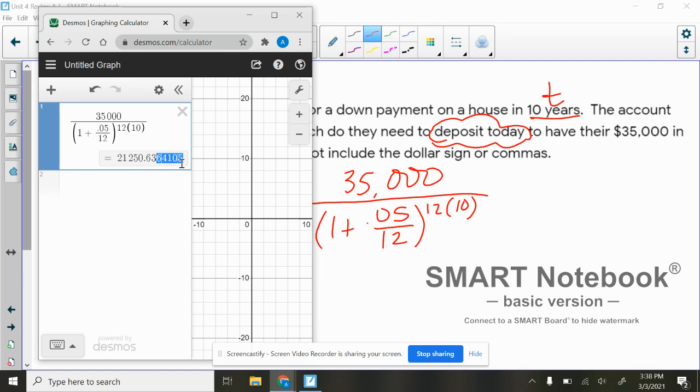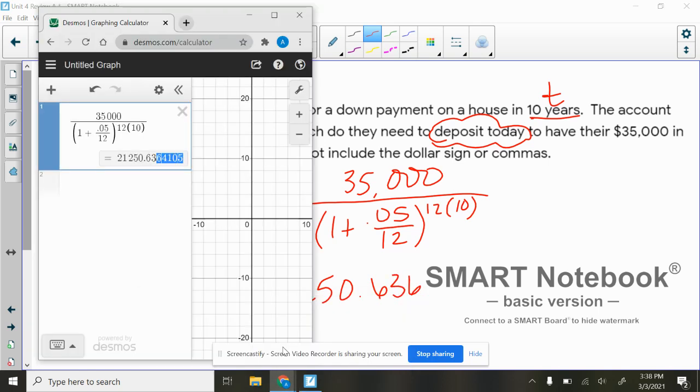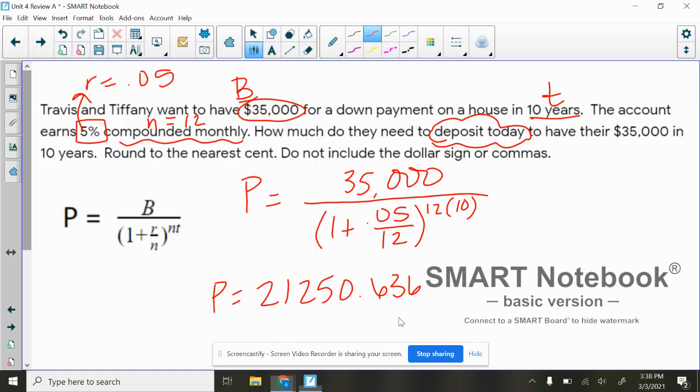So taking a look at that, it looks like 21,250.636. So that principal amount needed, 21,250.636. Just want to make sure I remembered it correctly. Okay, beautiful. And I did.